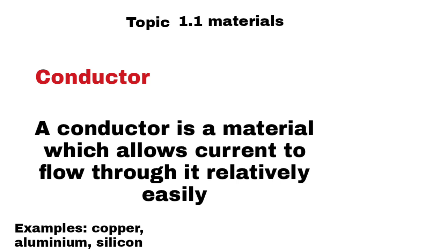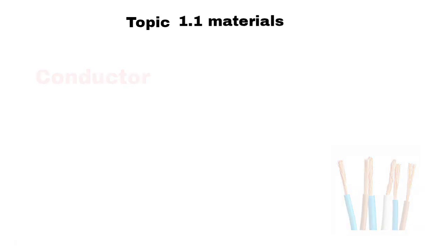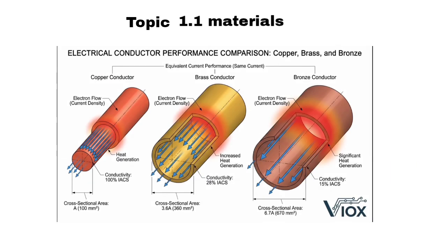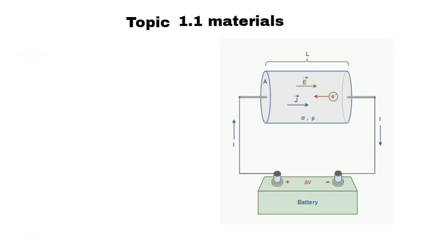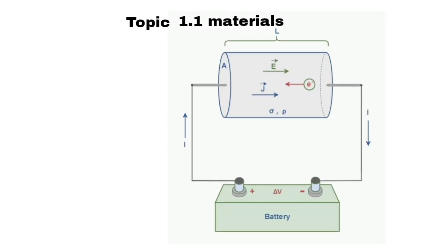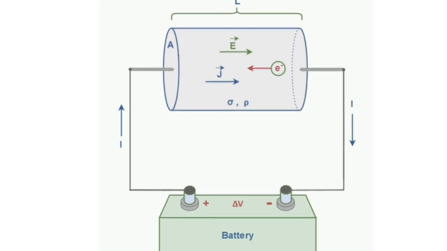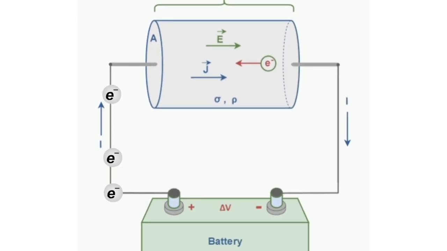Examples include copper, aluminum, silver, and gold. Copper is commonly used in electrical wires because it has good electrical conductivity. Why does a conductor conduct electricity? The simple answer is that it has a large number of charge carriers that can move relatively freely through the material. When an electric potential difference is applied, these charge carriers can move, producing electric current.